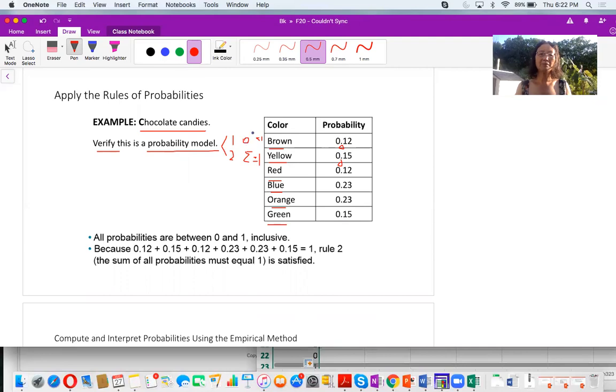So let's examine the first rule. Each probability must be between 0 and 1. If you see all these numbers, they're all between 0 and 1. Second rule, if you add all these numbers together, you get 1. Okay, so that's why this table represents a probability model.